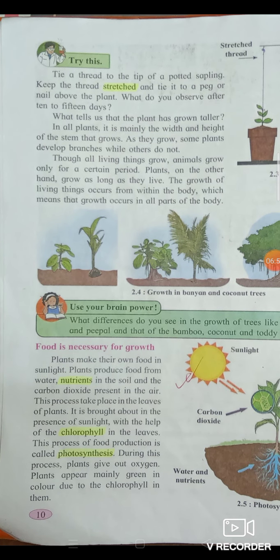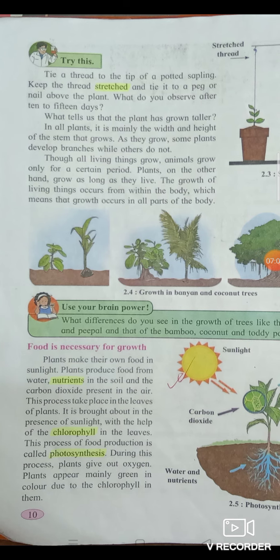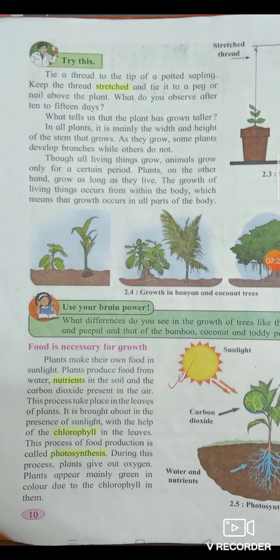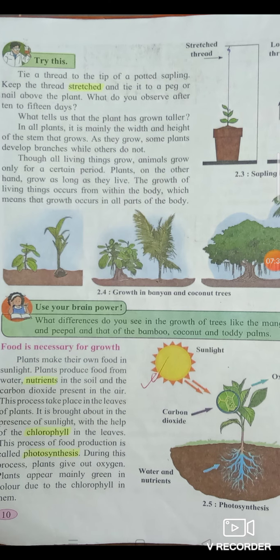During this process, plants give out oxygen. Plants appear mainly green in color due to the chlorophyll in them. Why do the plants look green? Their leaves are green. Why is the color of the plants green? Because of chlorophyll, a green pigment present in all green plants that produces the energy for photosynthesis. I hope you understand this process of photosynthesis.